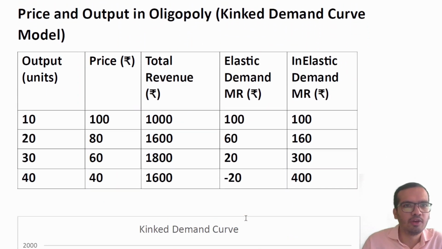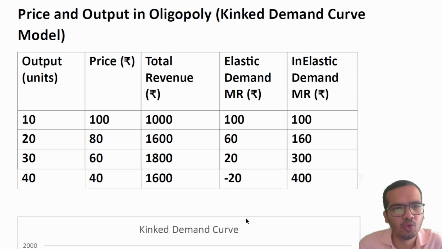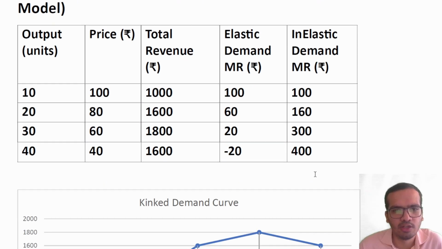Now we have a table for price and output in an oligopoly. So we have output of 10, 20, 30, 40, price of 100, 80, 60, 40, total revenue of 1000, 1600, 1800, and again 1600. And we have both elastic demand, marginal revenue, and inelastic. Elastic means they will respond to a change in price. Inelastic means they will not be as impacted by a change in the price. So here we have 100, in both cases 60, 20 and negative 20, that is a loss. And for inelastic it is 100, 160, 300 and 400.